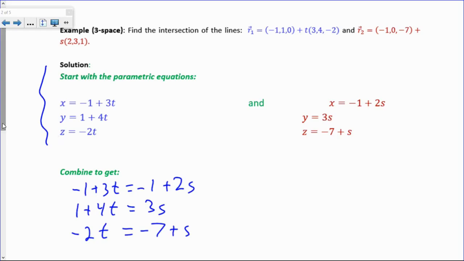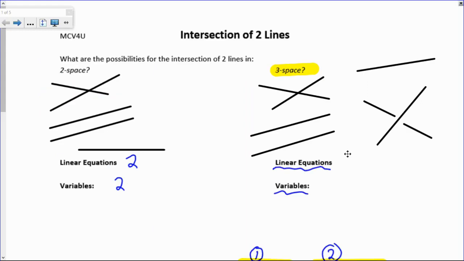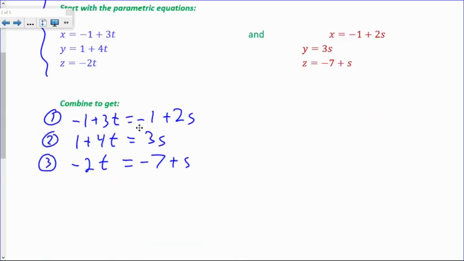So you'll notice that we actually have three equations here. However, each equation has two unknowns. So we have three equations, two unknowns. In some ways, we could go right back up to our geometry part here and say this problem has been reduced to three linear equations with two variables. So let's look at solving that.